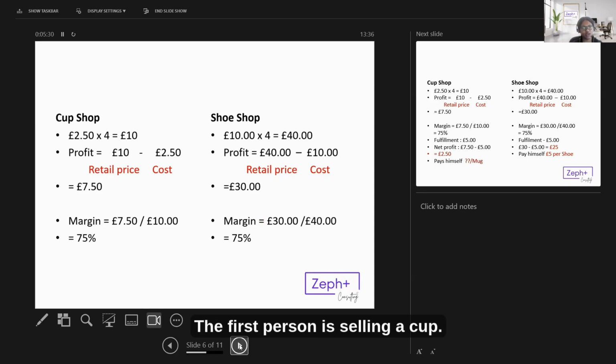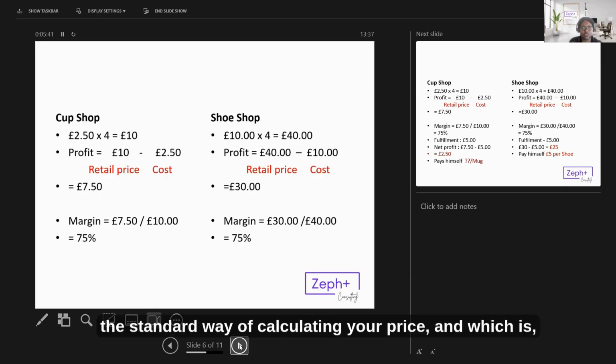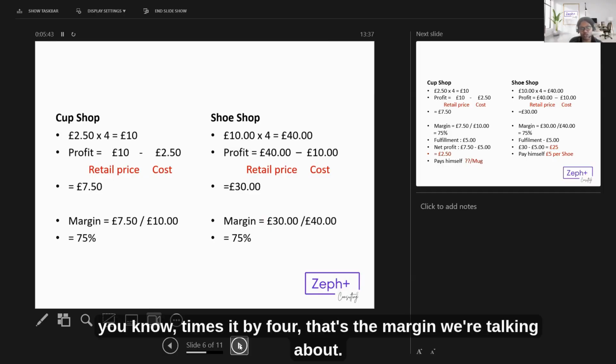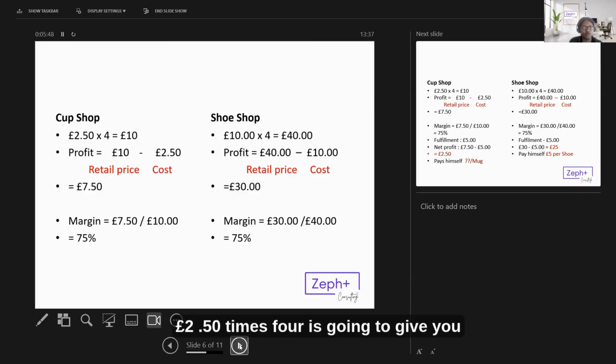The first person is selling a cup. The second person is selling shoes. Let's look at the cup first. The cost price is £2.50 per cup. If we look at the standard way of calculating your pricing, which is times it by 4, that's the margin we're talking about. £2.50 times 4 gives you £10. So £10 is the retail price, £2.50 is your cost. If you take away those two things, you're looking at a profit of £7.50.